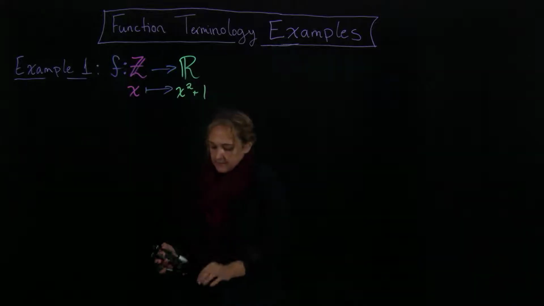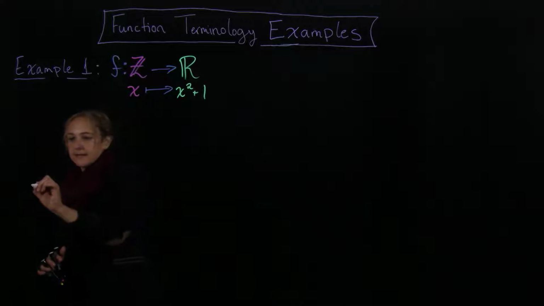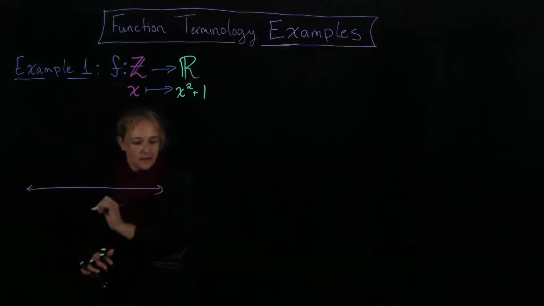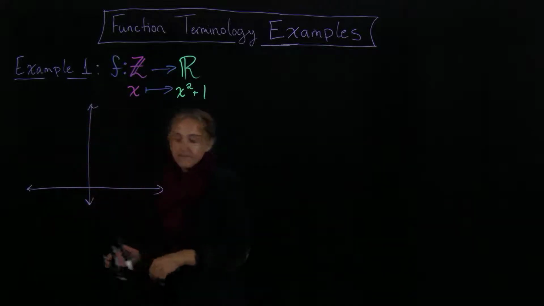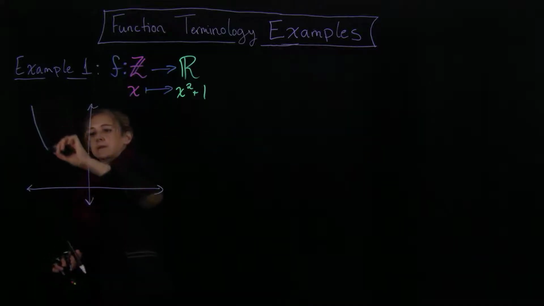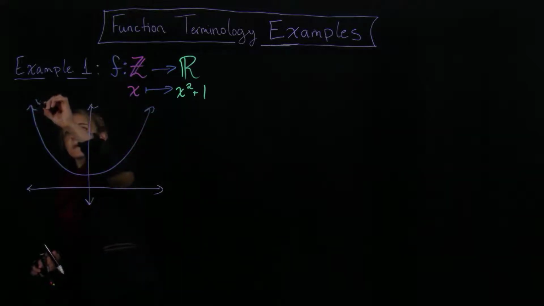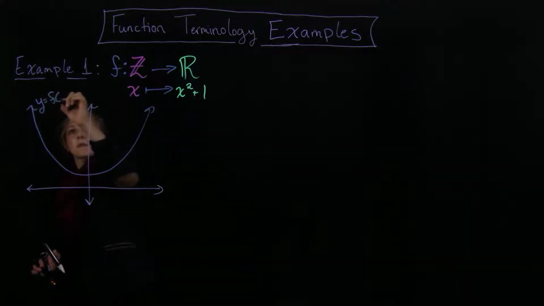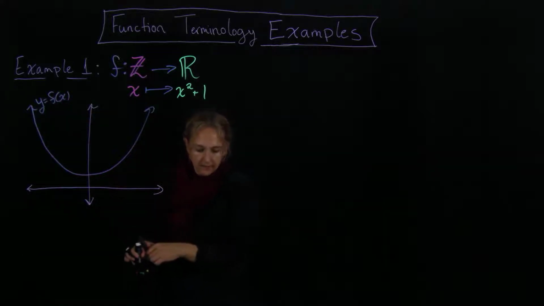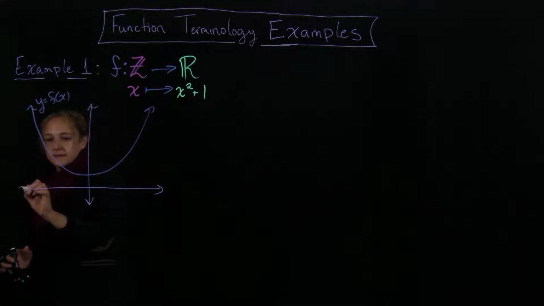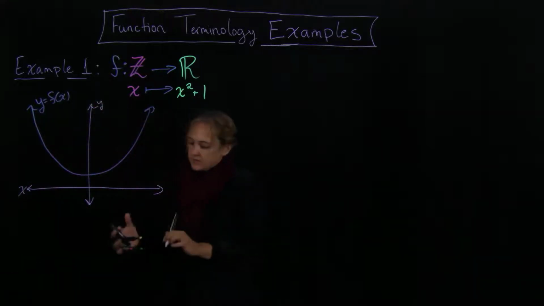If I was looking at the graph of this, I'm going to draw this axis like this, and then this axis like here. The graph of this function is going to look like y equals f of x. So far, this is my x and my y.